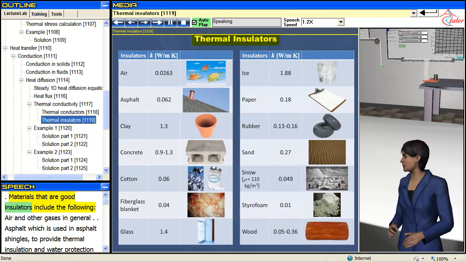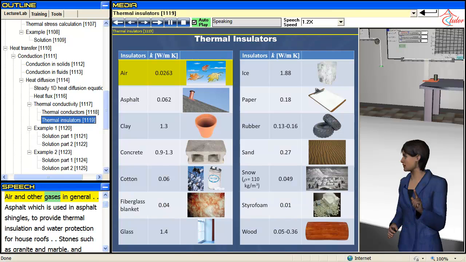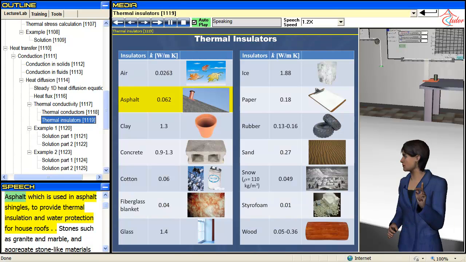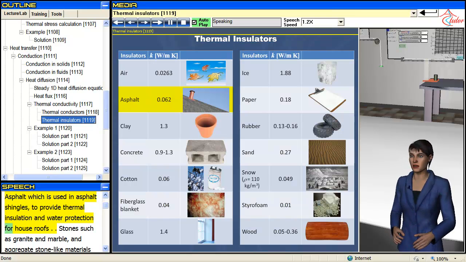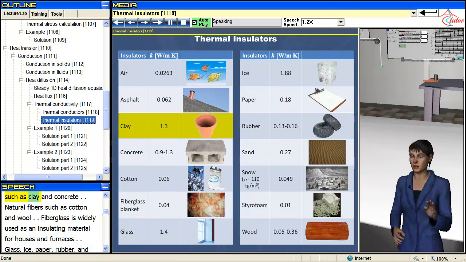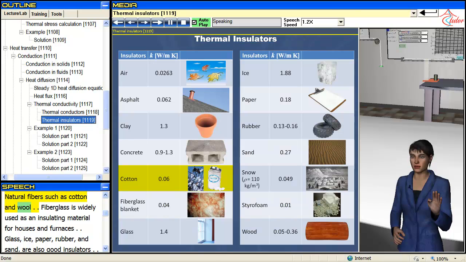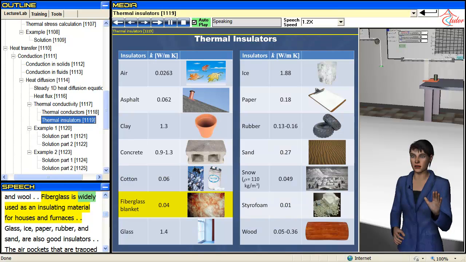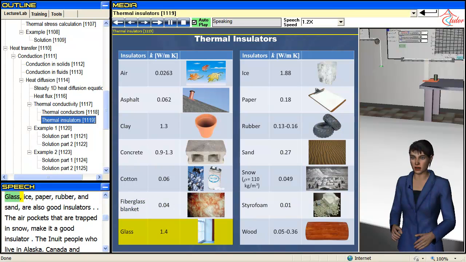Materials that are good insulators include the following: air and other gases in general. Asphalt, which is used in asphalt shingles, to provide thermal insulation and water protection for house roofs. Stones such as granite and marble, and aggregate stone-like materials, such as clay and concrete, natural fibers such as cotton and wool. Fiberglass is widely used as an insulating material for houses and furnaces. Glass, ice, paper, rubber, and sand are also good insulators.